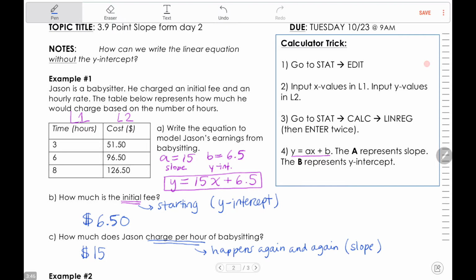If you don't have a calculator, it's really important that you get one. If you need a discounted one, there's some in the main office that you can purchase.